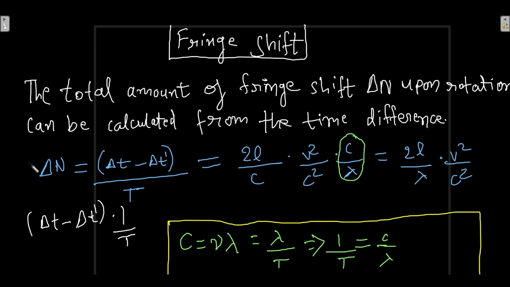So what is the expression for fringe shift? The expression for fringe shift, that is delta capital N, is equal to 12 by lambda multiplied by v square by c square.